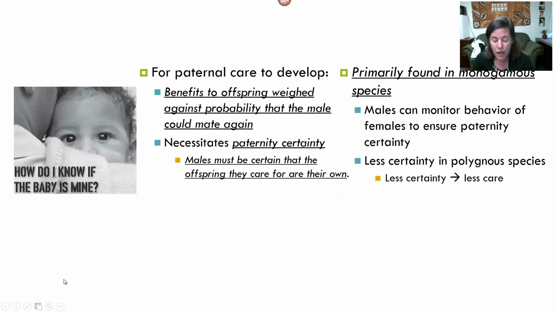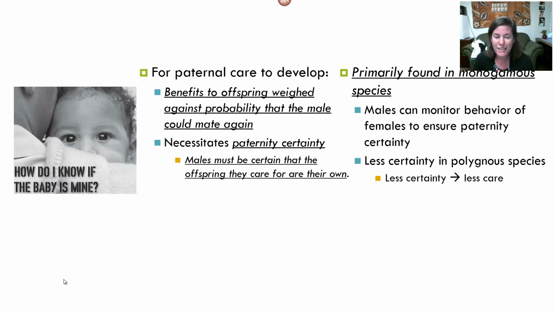For male care to evolve in a given species, the benefits to the offspring need to be weighed against the probability that the male could mate again. Should he provide his time and energy towards mating with another female and maybe producing new offspring, or should he provide care for this offspring that he knows is his?